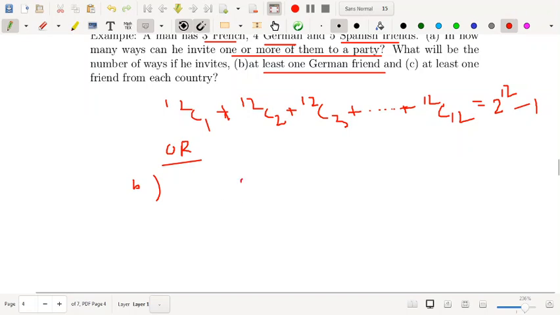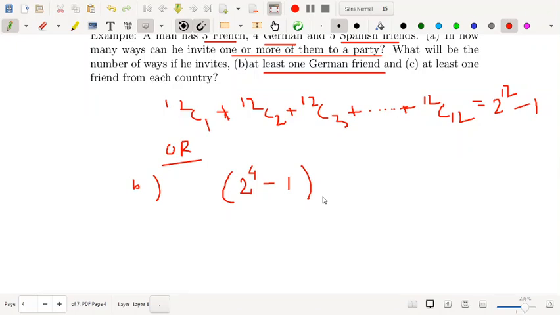German friends can be invited in 2 to the power 4 minus 1 ways, because in this way, similarly, 2 to the power 12: 4C1, 4C2, 4C3, 4C4. So that is equal to 2 to the power 4 minus 1. Okay, so this is how you are inviting German friends, at least one German friend.